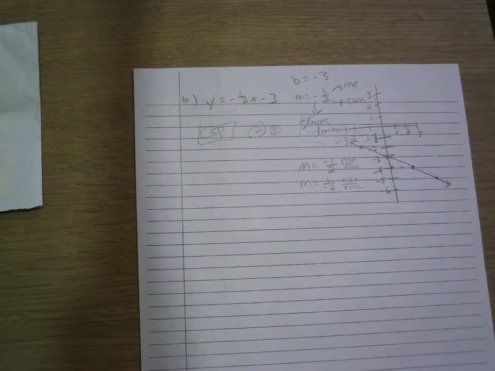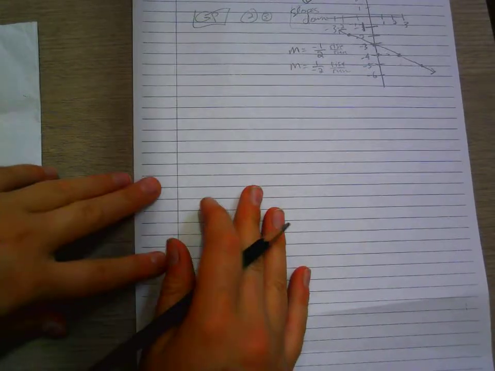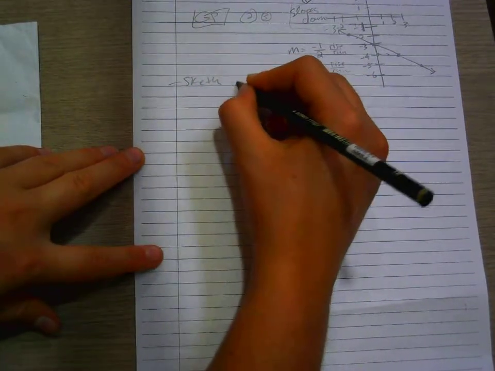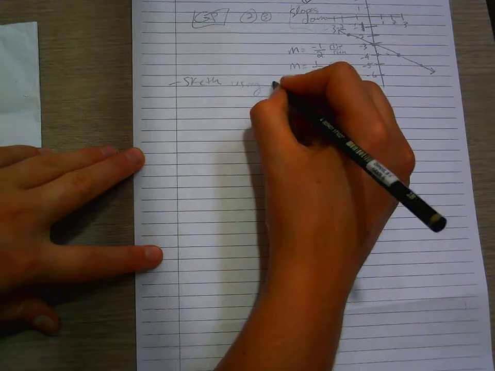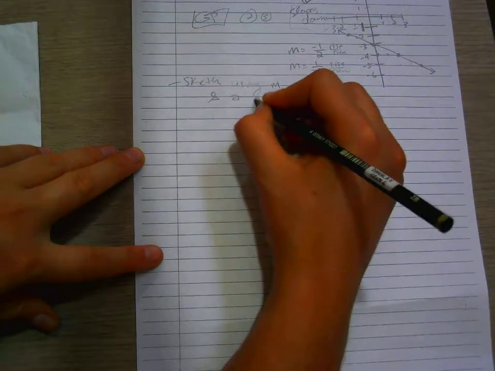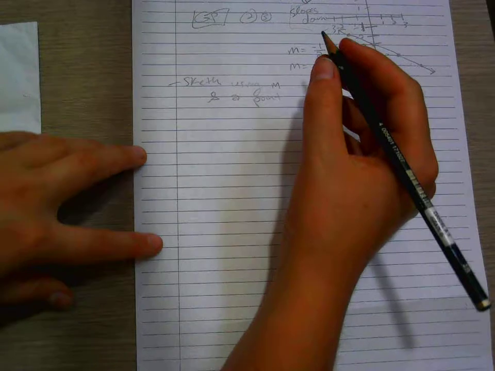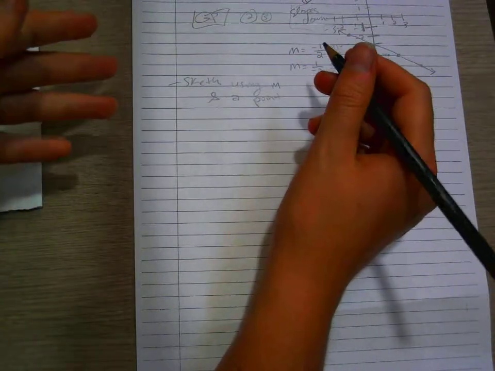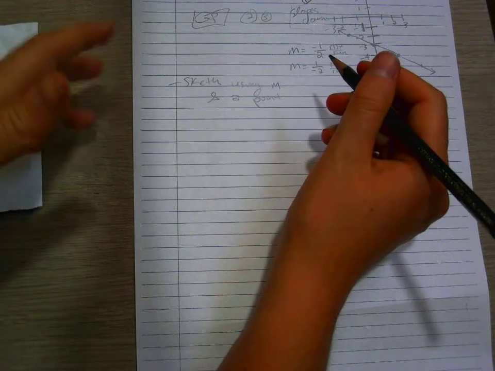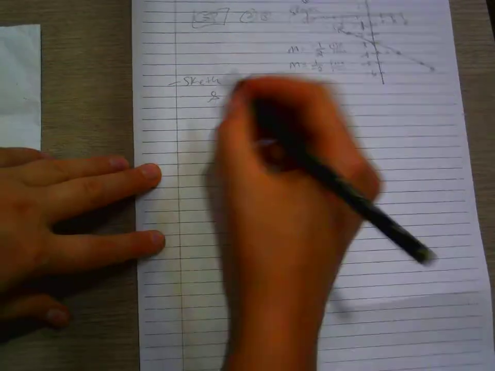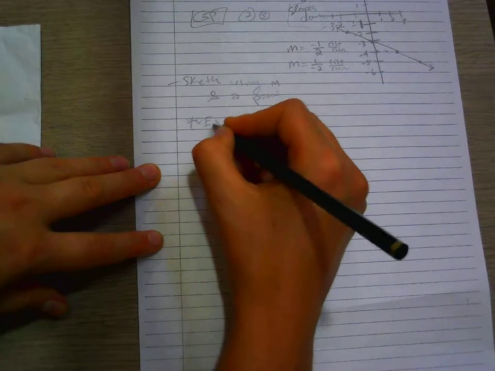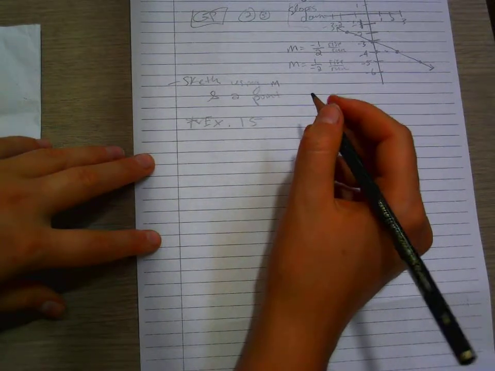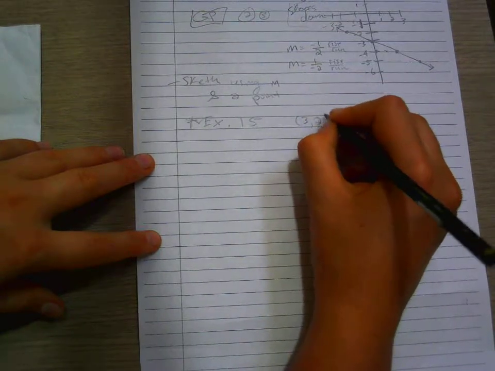Last, let's sketch using m and a point. Okay, this one's actually pretty similar to what we just did, but the point we just used was b. Now this point is not going to be on the y-axis. It could be anywhere else. For example, graph a line with slope 4 that passes through the point (3, 2). With the slope of 4.